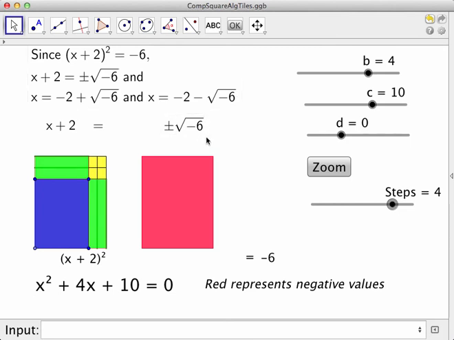By the way, we don't currently have a way of finding a square root of -6. So in this case, what we would say is that in the real numbers, there is no solution to this quadratic.